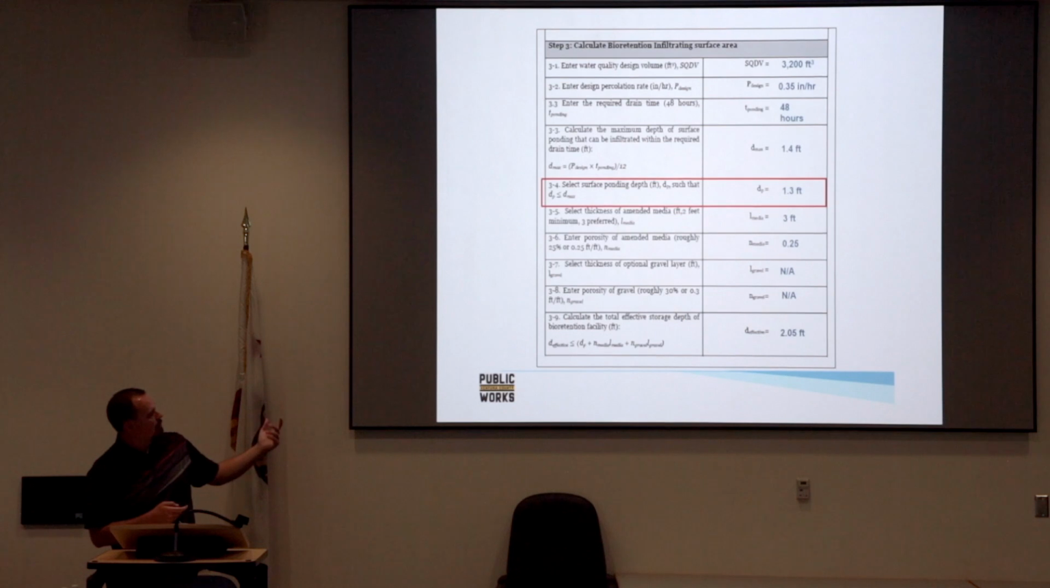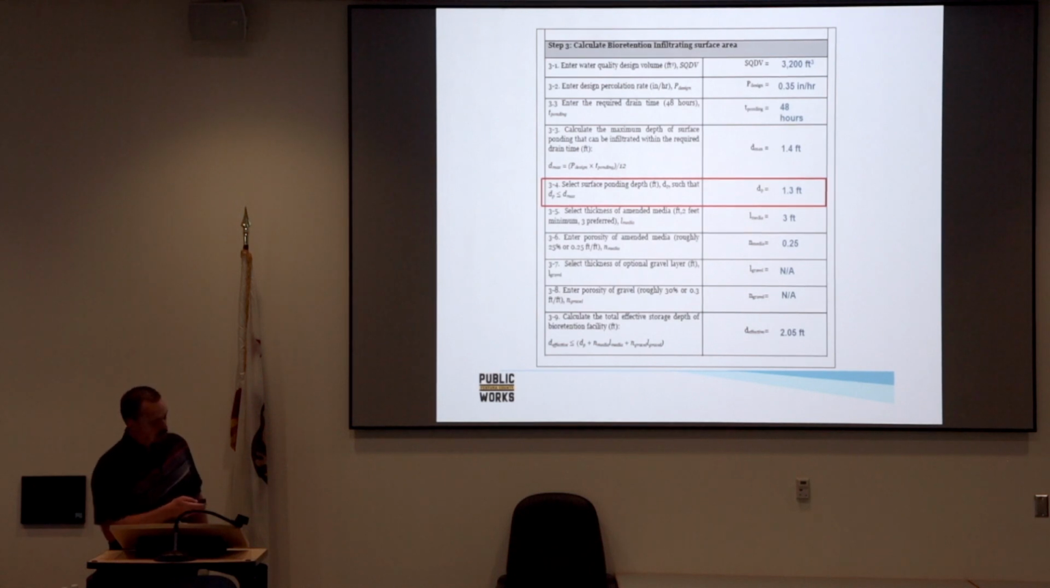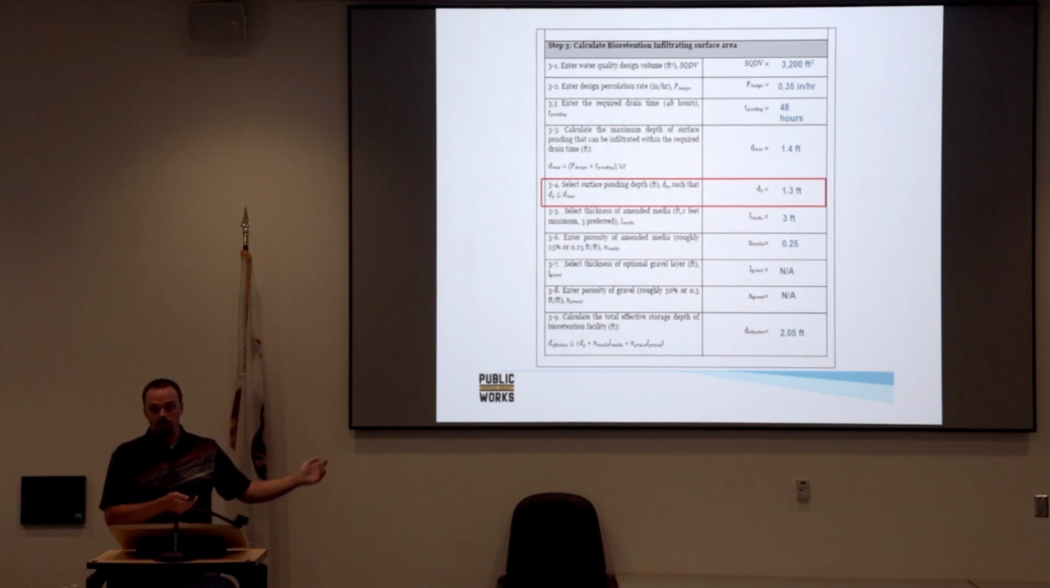At the very end, you end up coming up with the effective storage depth of the bioretention facility of 2.05, which is a component of the infiltration ponding depth as well as the actual storage available in that 3 feet. They're saying porosity is 0.25, so of that 3 feet of media, 25% is said to be able to store water. That's what that effective depth stands for.